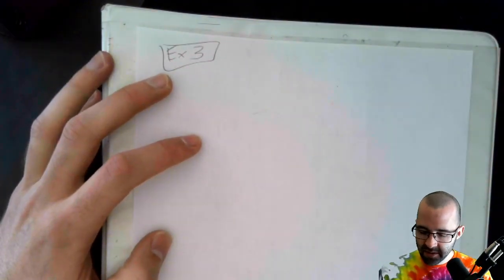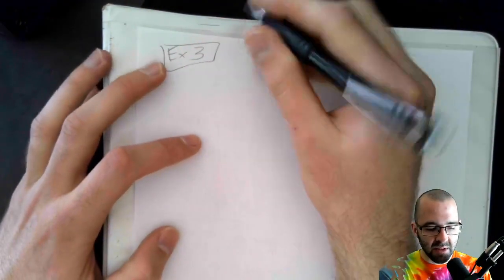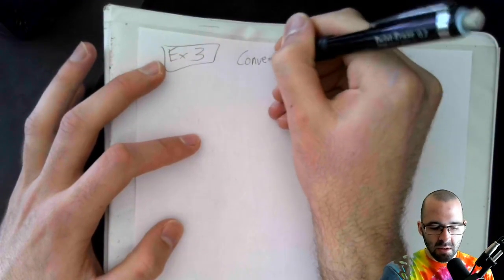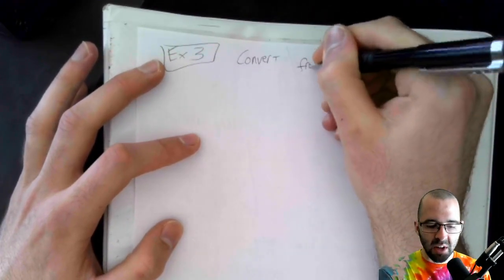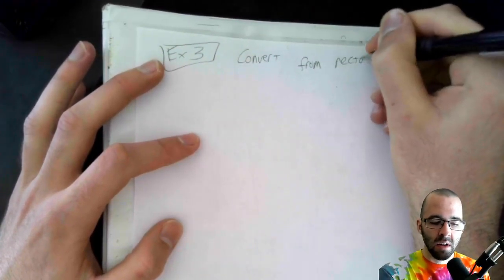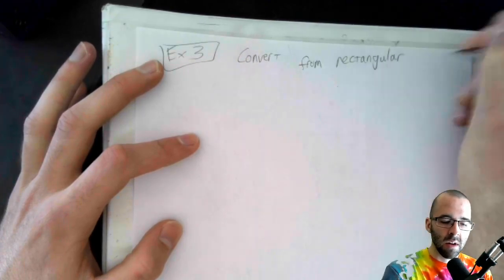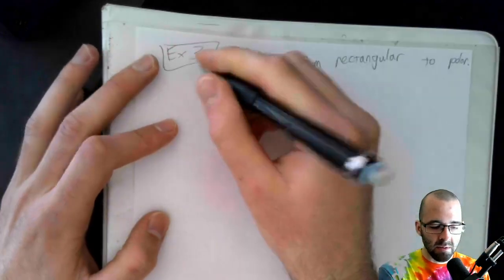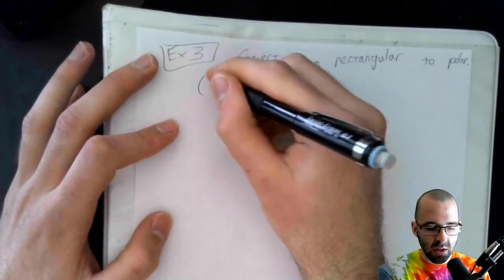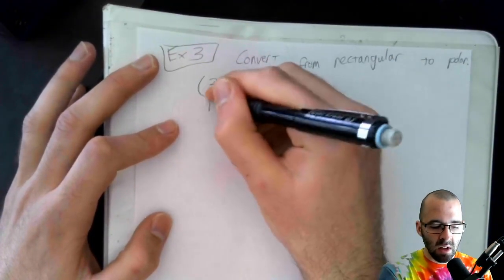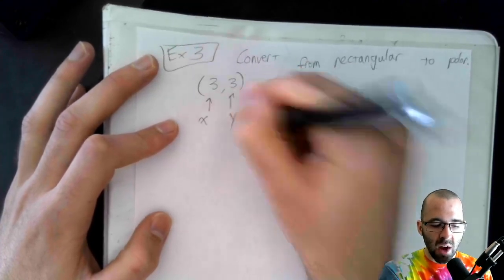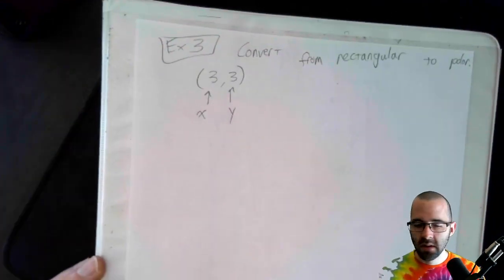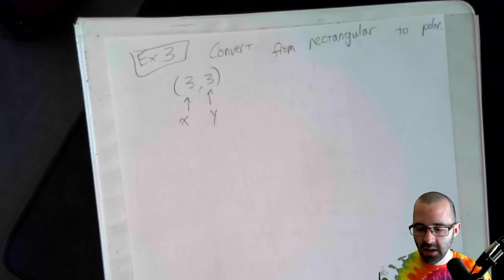Okay, so let's go backwards. Backwards is a little bit trickier, but it's not too bad. Convert from rectangular to polar, where the point here is 3, 3. Again, this is our x coordinate, and this is our y coordinate.